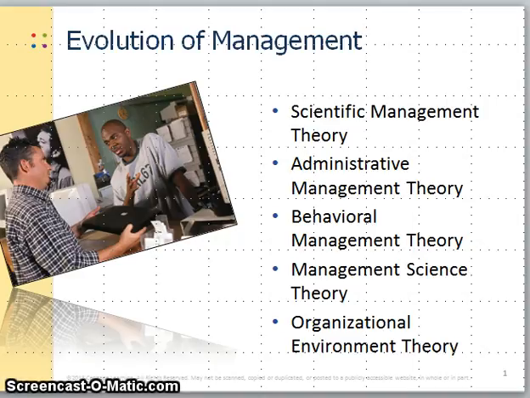Today we're going to be talking about the evolution of management by taking a look at 5 theories: scientific management theory, administrative management theory, behavioral management theory, management science theory, and organizational environment theory. The first theory we're going to talk about is scientific management theory.